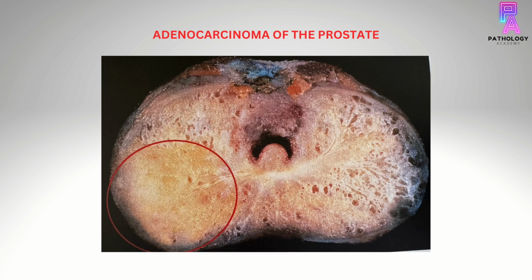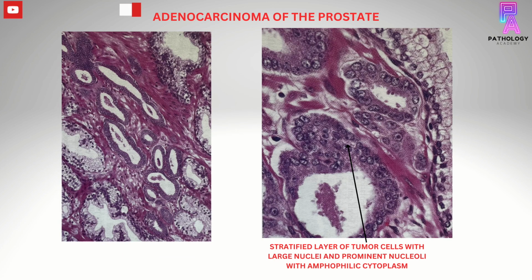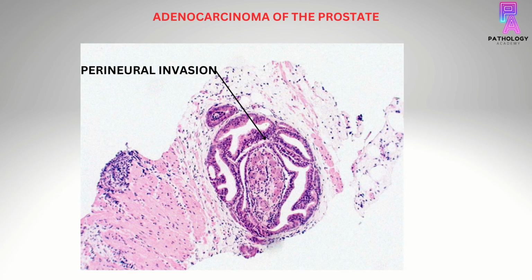As you can see, I have rounded it out, but it is sometimes very difficult to differentiate it from the surrounding prostatic parenchyma. This is an image of adenocarcinoma of prostate on H&E stain, and you can see the crowding of the glands, lack of basal epithelial layer, and the prominent nucleoli in the large pleomorphic nuclei. In this image, I have shown the perineural invasion, which is commonly seen in adenocarcinoma of the prostate.